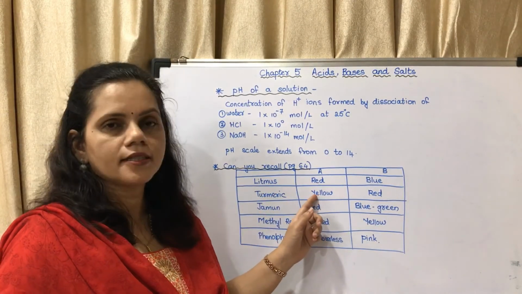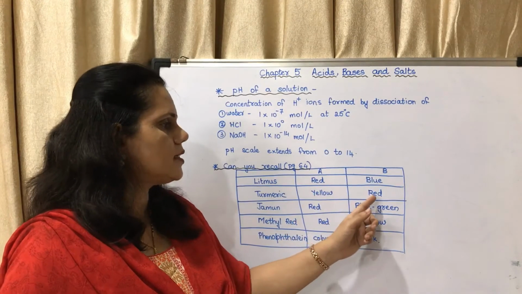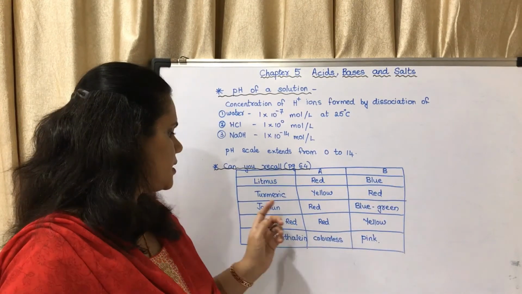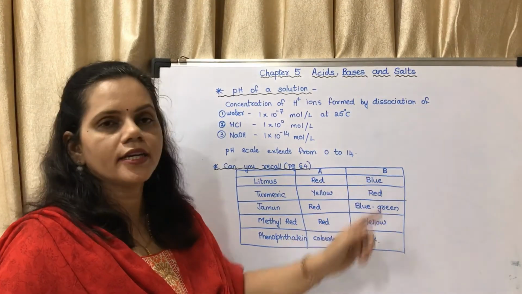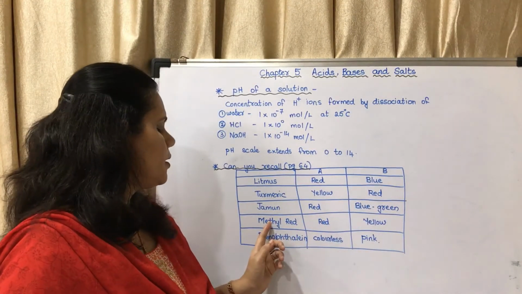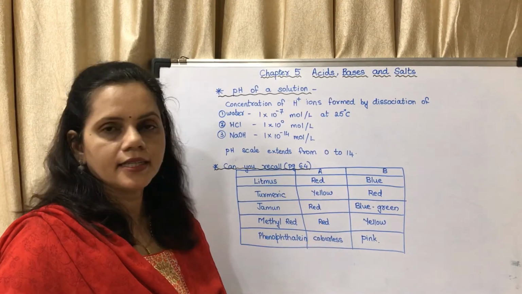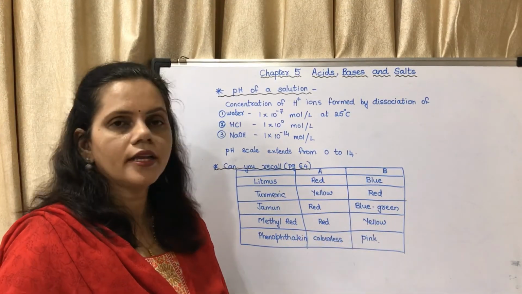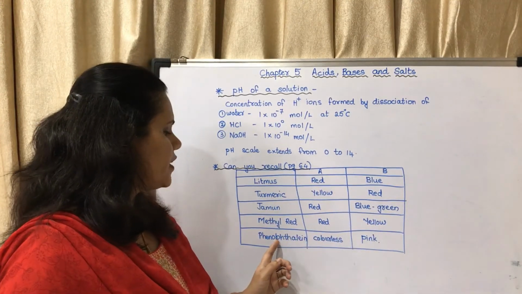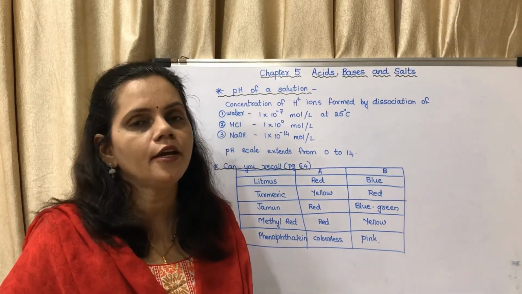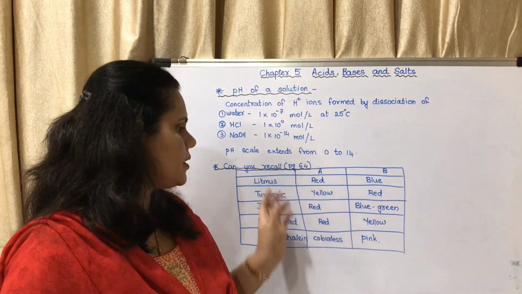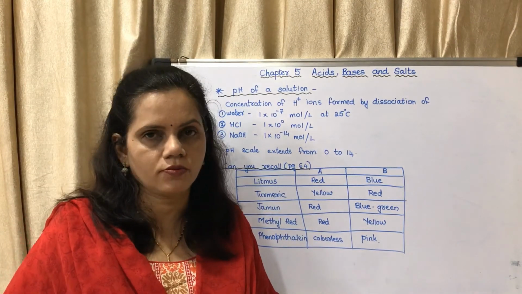Turmeric, it is yellow in acidic conditions and red in basic conditions. Jamun, it is red in acidic conditions, blue-green in basic conditions. Methyl red, red in acidic conditions and yellow in basic conditions. Phenolphthalein is colorless in acidic conditions and pink in basic conditions. So these are the different type of synthetic indicators which are used.